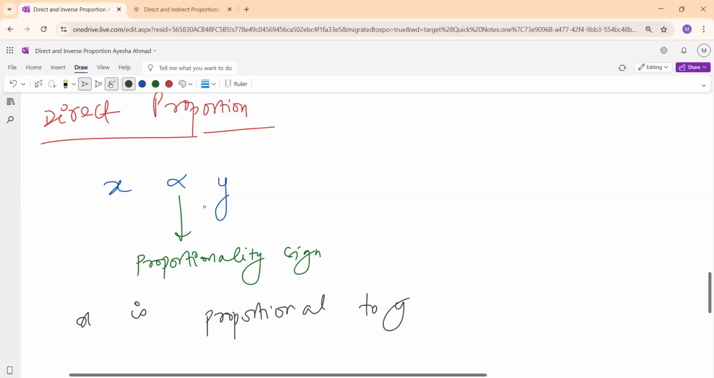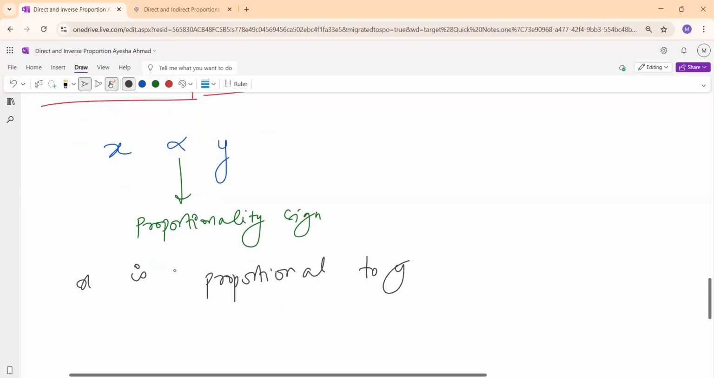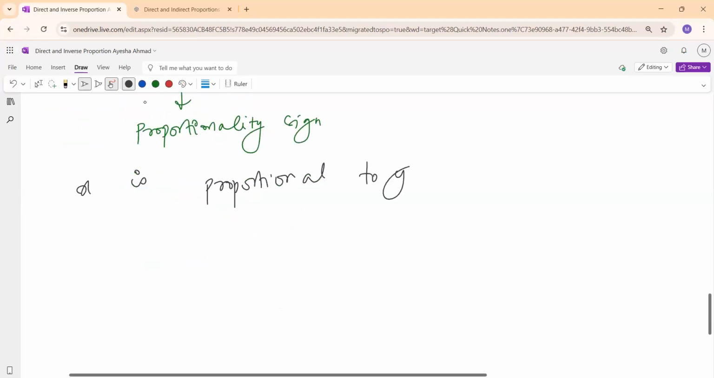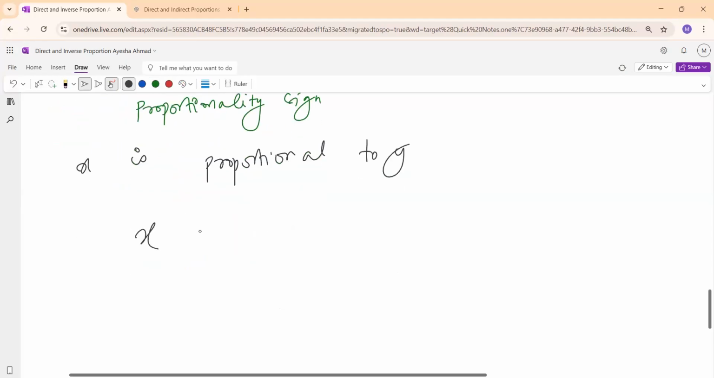Okay, Aisha, first of all, is this clear? How do we read this out? Aisha, is this clear? Yes. Okay. Now, what does this actually mean? Say x is proportional to y. This means that if I increase x, y will increase. Directly proportional, increase. If I increase x, y would increase. If I decrease y, x would decrease.